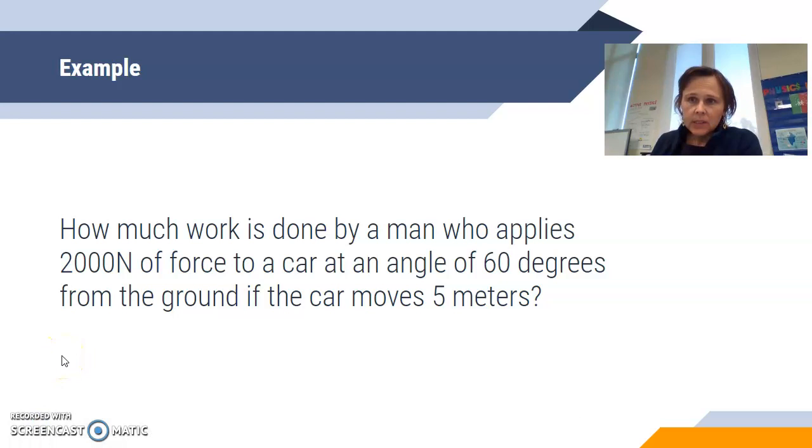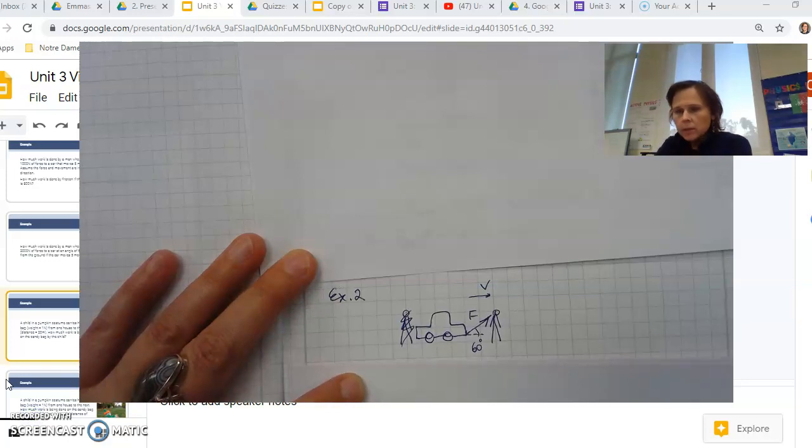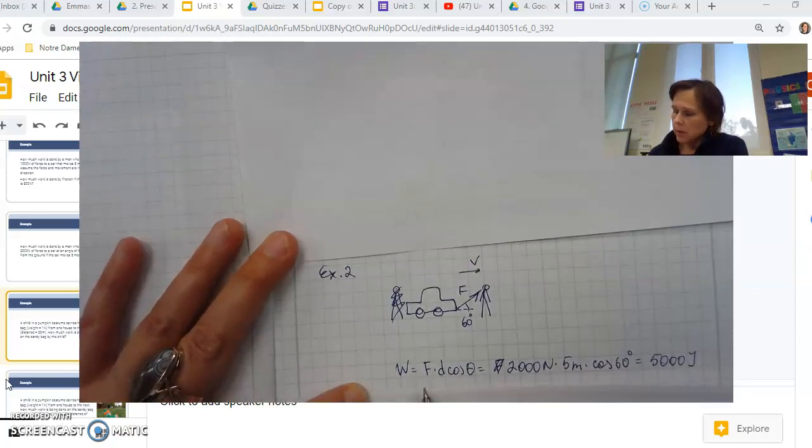Another simple example is a man applying a force to a car at an angle of 60 degrees. What's the work done? So here's the man. This time I moved the man to the right side of the car. I don't know what the man can be doing to the car, maybe pulling it with a rope at an angle of 60 degrees. So this is the formula for the work: F times d times the cosine of the angle between F and d, which is 2000 newtons times 5 meters times cosine 60 degrees, and if I'm not mistaken, it should be 5000 joules.